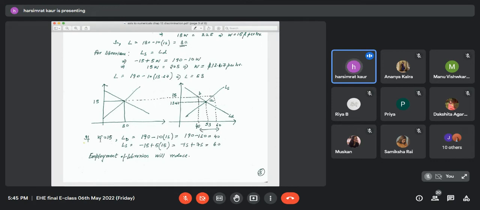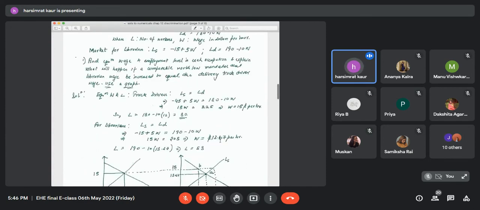So guys, what we will do, W15, I'll substitute the value in LD and LS. You can see the labor demand at this wage rate is only 40 for librarians, but the labor supply is 60. So you can see there is an unemployment of 20 workers, the librarians, which will be due to the comparable worth law. I hope this question is clear, guys.